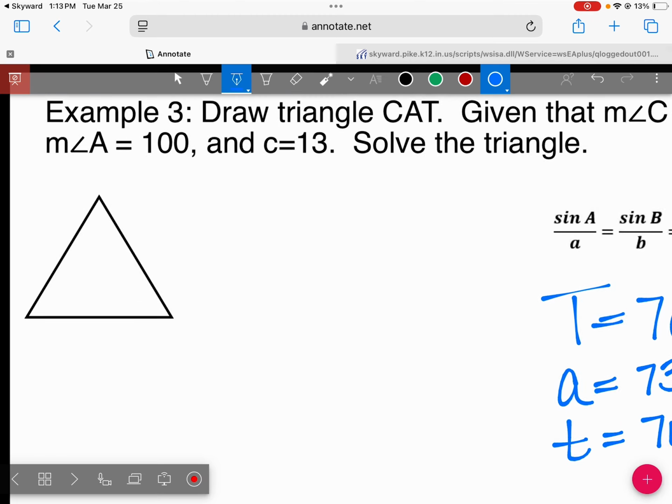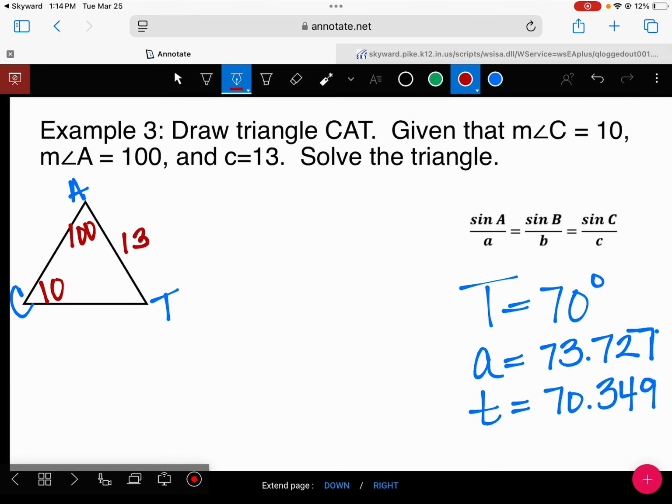So we have C, A, T. I know C is 10, and then they told us A is 100, and they told us little c is 13. The first thing you need to do is solve for angle T, which if you do the triangle sum, you get 70. Then to find little a, it would be sine of 10 over 13 equals sine of 100 over a.